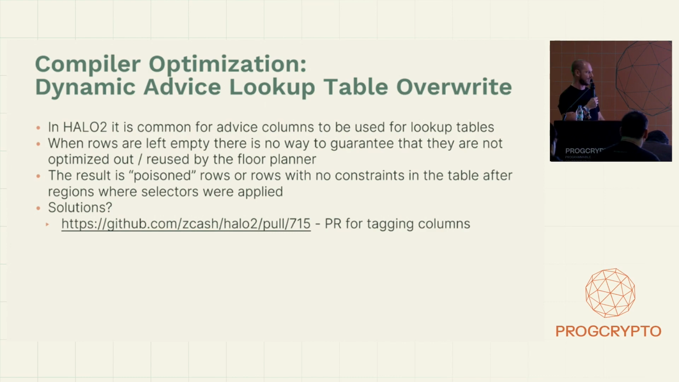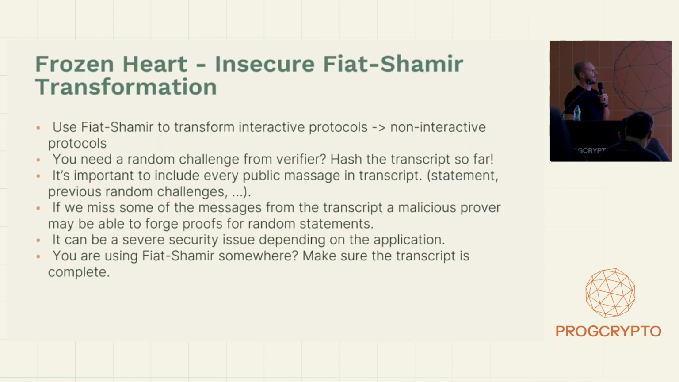And how can we fix this? Ingtong made a cool PR here for Halo 2 that kind of fixes it by you tag the whole column and you say, hey, this particular column is not to be touched by the floor planner. So I think this is something that will come up again in other proof systems and other frameworks, and so something to keep in mind. This one right here, I don't want to spend a ton of time on.